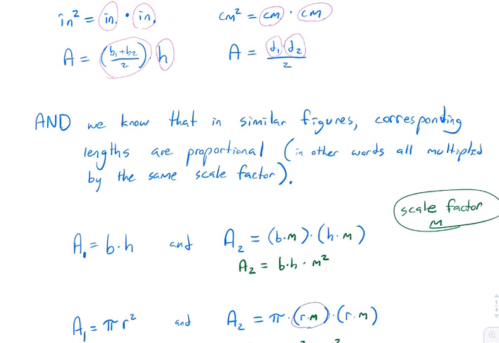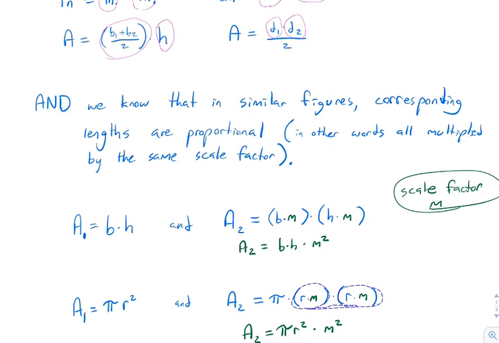Same thing for pi r squared. If the radius has been enlarged by a scale factor of m, you now have the first radius being multiplied by m, the second radius being multiplied by m. So when you multiply those together, you get pi r squared, the same as the original, times m squared, because each dimension has been multiplied by the scale factor. So now there's two of those m's multiplied together.